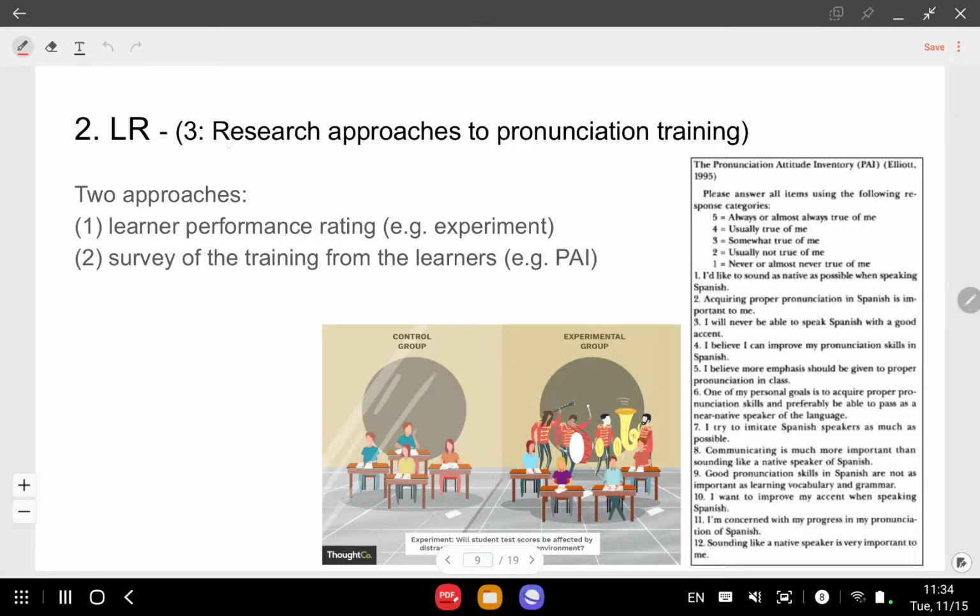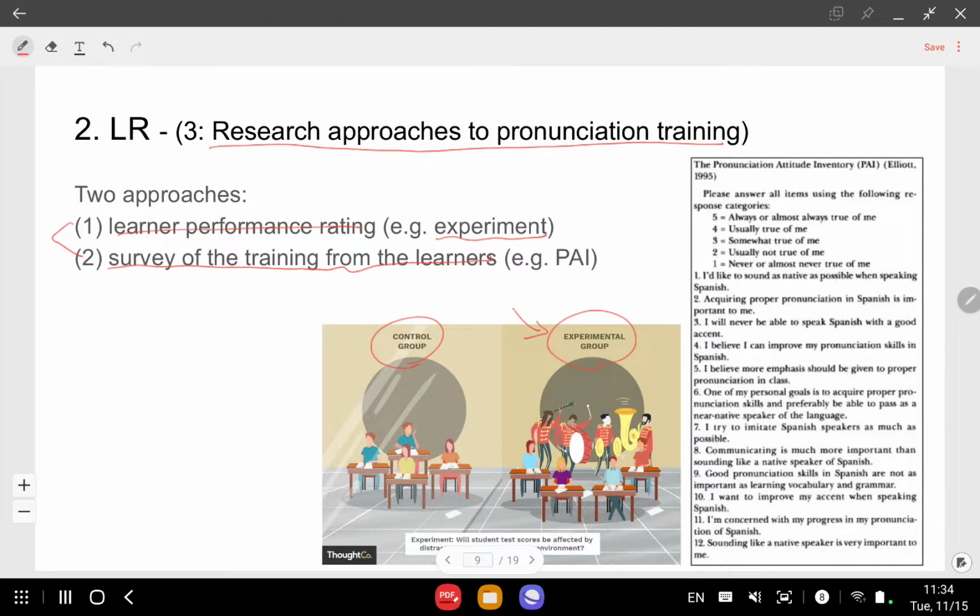And for the third part of the literature review, we turn to research approaches to pronunciation training, and there are two approaches. The first one would be looking at learner performance ratings. For example, we could do an experiment on pronunciation training by having a control group and an experimental group. The experimental group would go through pronunciation training, and their speech would be compared before and after the training. Okay.